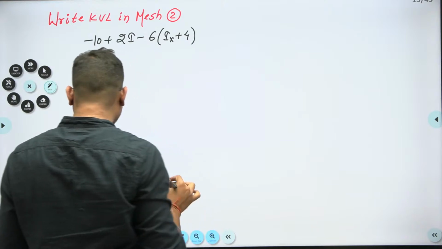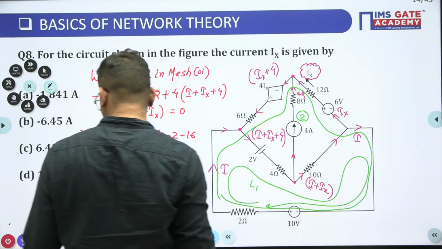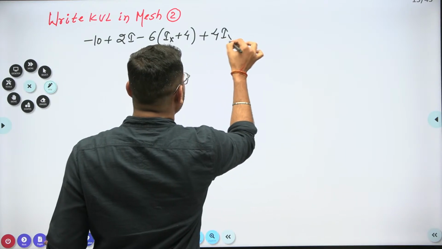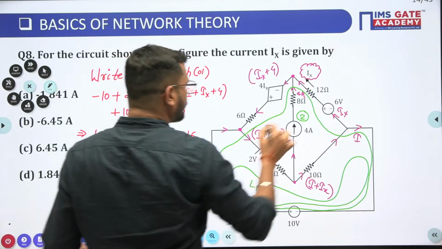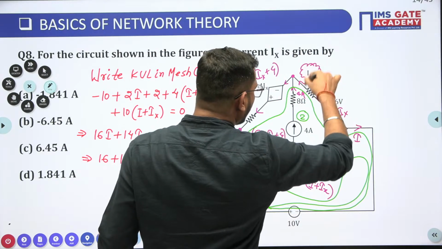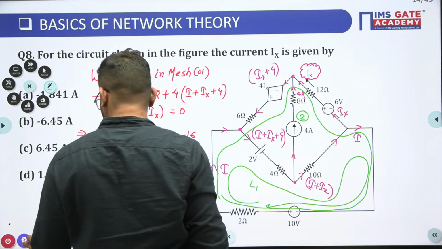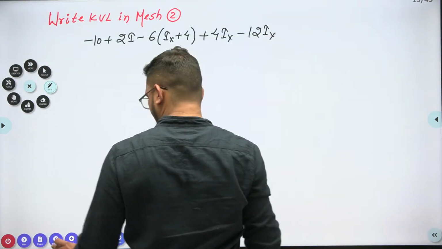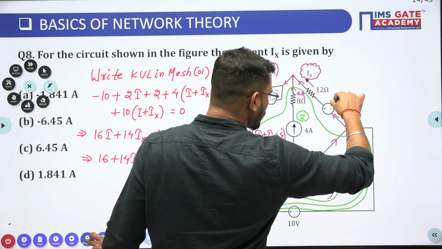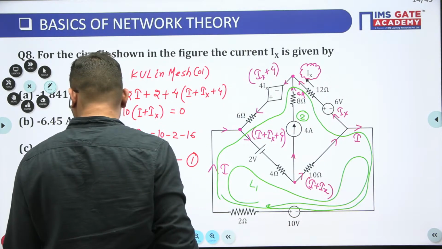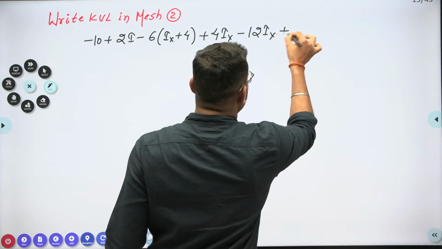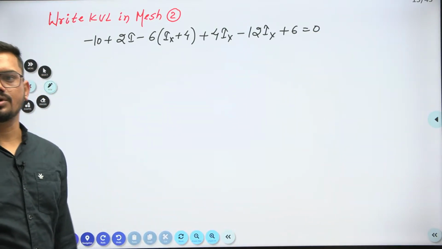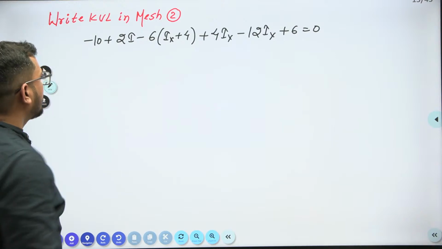And what about next, guys? This is plus 4Ix plus 4 times Ix, and next is what? This is minus 12 times Ix, and what about next, guys? This is plus 6, and this is equal to 0. Is it clear now? Yes or no?